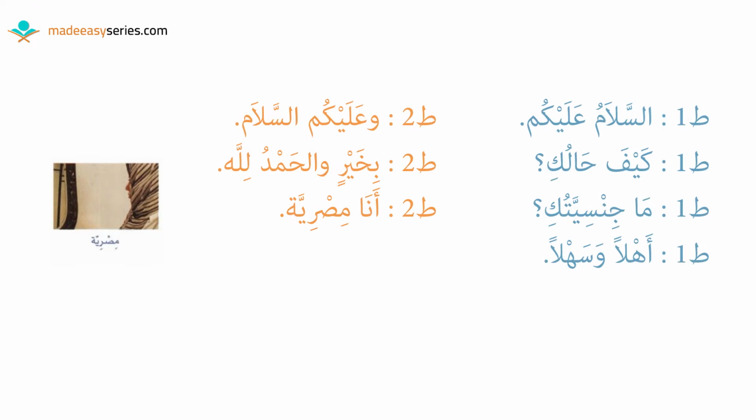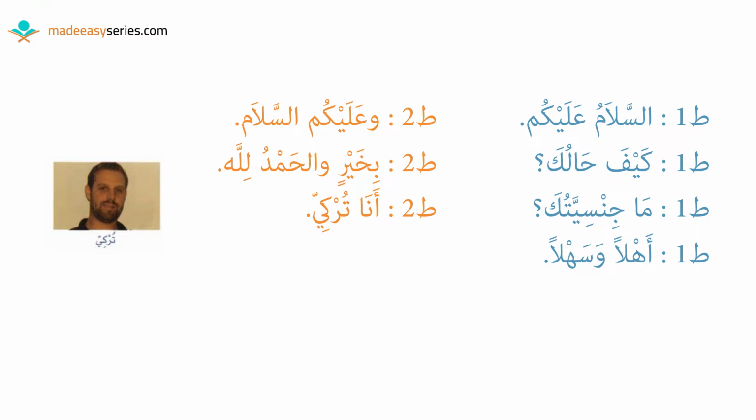Next picture, Misriya, Egyptian female national. First student, Assalamu alaikum. Second student, Wa alaikum assalam. First student, Kayfa haluka. Second student, Bi khayrin, walhamdulillah. First student, Ma jinsiyatuki. Second student, Ana Misriya. First student, Ahlan wa sahlan. Next one, Turkish male national. Assalamu alaikum. Wa alaikum assalam. Kayfa haluka? Bi khayrin, alhamdulillah. Ma jinsiyatuka? Ana Turki. Ahlan wa sahlan. Now let's move on to the next exercise.